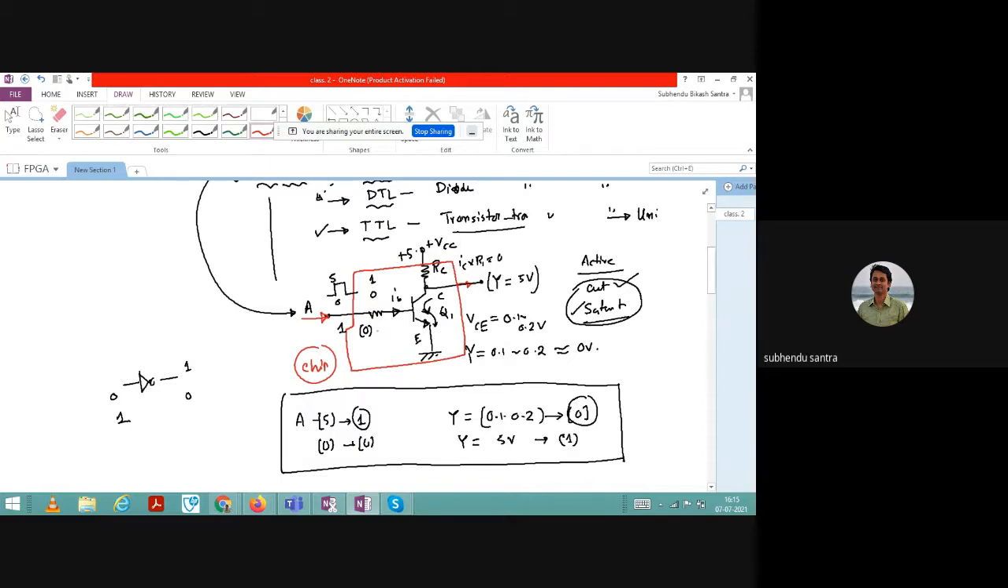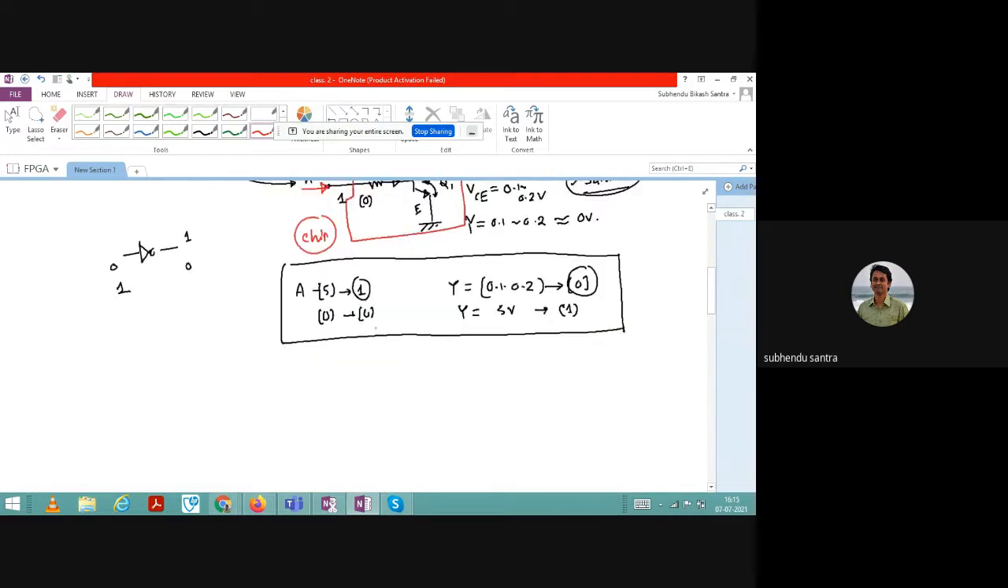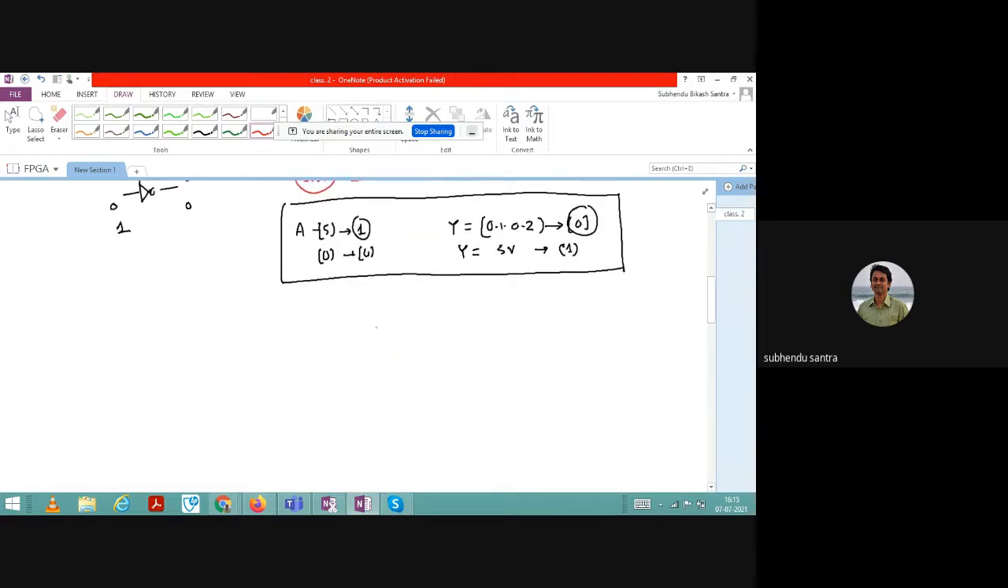Now coming to the point, what is the chip number of this kind of gate? Do you know, anyone? It is 74. If you want to practically design Y equal to A bar, the chip number you need to use is IC 74. What is the name? I forgot. So IC 00, no, 00 is for NAND gate.